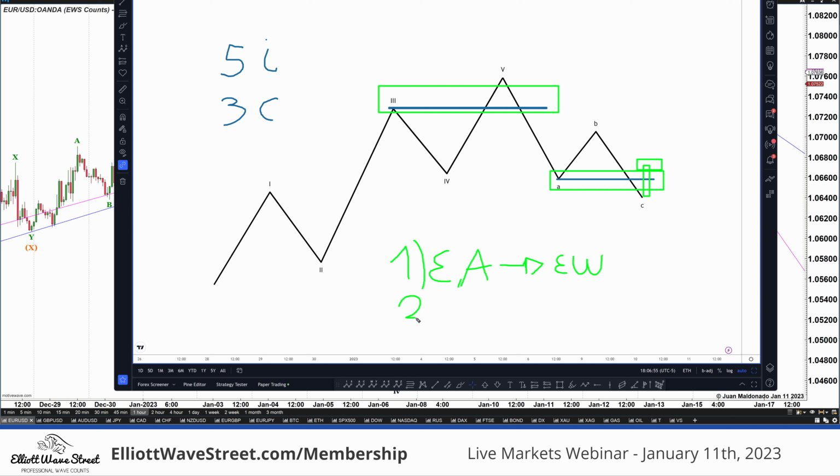The second part of the process is finding the entry. To trigger the trade, we are applying price action.